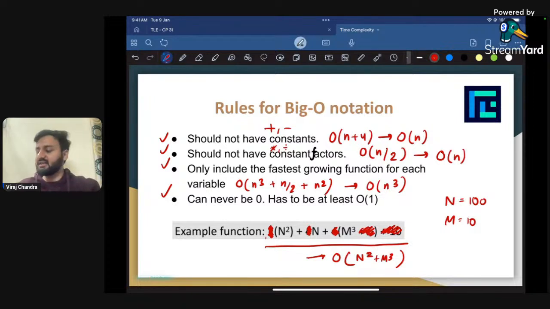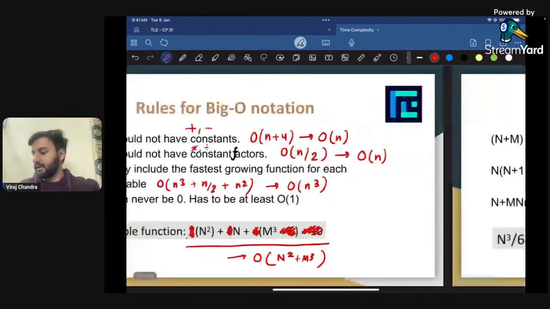But maybe I create a case where n is 10 and m is 100. Now m cube is larger. So that is why I cannot beforehand deduce which is going to be the larger term, because both are different variables, right? When I had n square and n, I removed n because I knew both were the same variable. Remember, include for each variable. For the same variable I took the fastest growing term. But when I'm talking about n and m, they are different. So I have to consider both of them in my time complexity. Okay, clear, guys? This should not be a doubt.